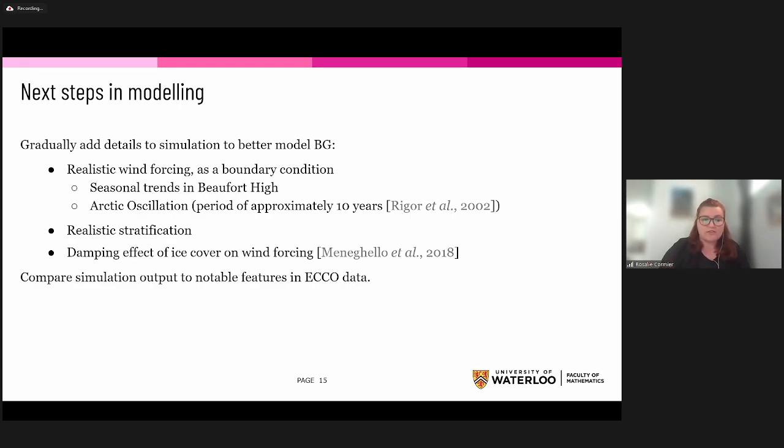We'd also like to set up a more realistic stratification within the gyre to reflect what we see in reality. And then eventually also add an ice cover, which we'll implement just as a damping term on that wind forcing boundary condition, because that is the primary effect of the sea ice cover in the gyre. Eventually, we'll be comparing the simulation output to notable features in the ECHO model data, and I hope to have more details on that to share with you at a future conference.